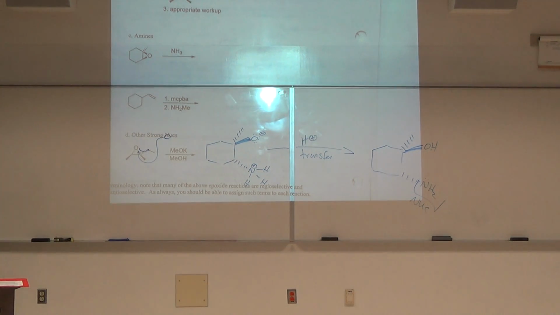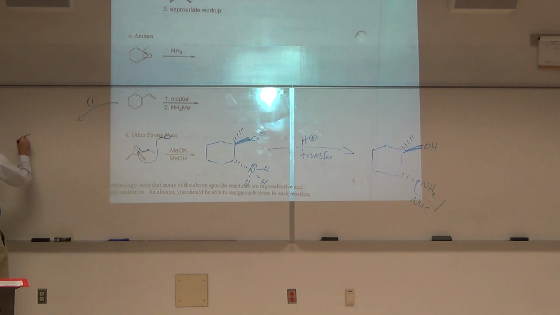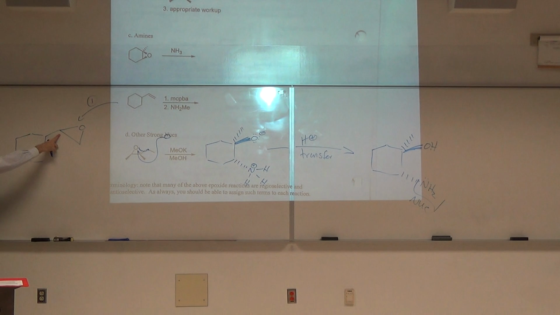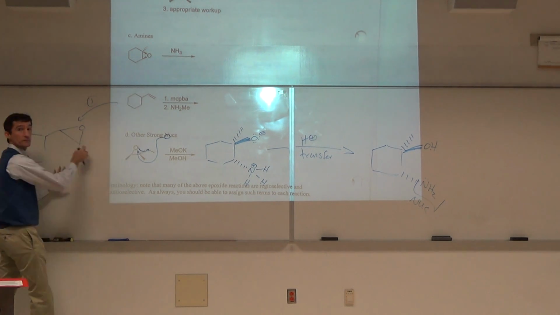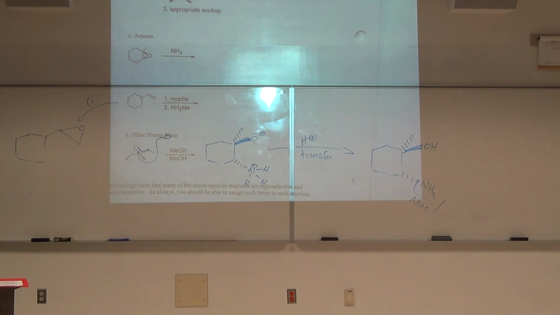What does MCPBA do to this molecule? The epoxide. Yes, that's Carl, but is it going to be R, S, or what? I thought that was going to be easy. Racemic, right? I mean, that's not optically active, so this can't be optically active. Here we go. We now throw in amine, epoxide. What does this look like?